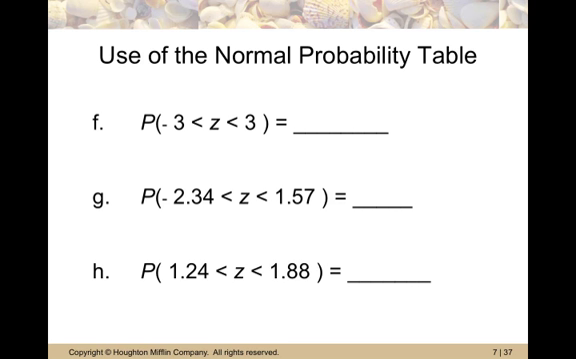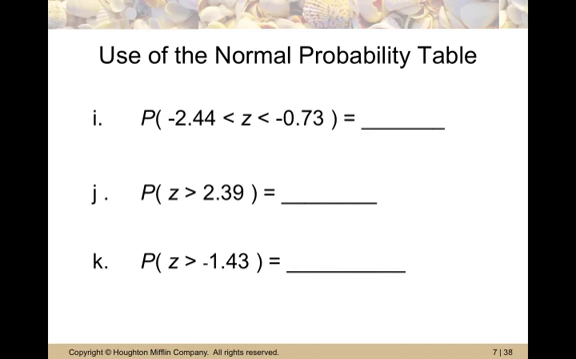If you're struggling, do the area to the left of the large value minus the area to the left of the small value. You get 0.9974, and for our next one we get 0.9322, and finally 0.0774. One more like that, and we get 0.2254.